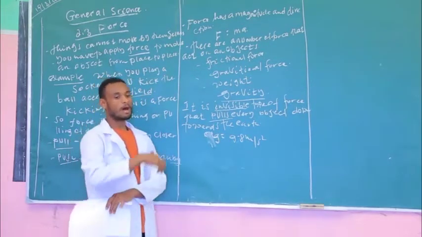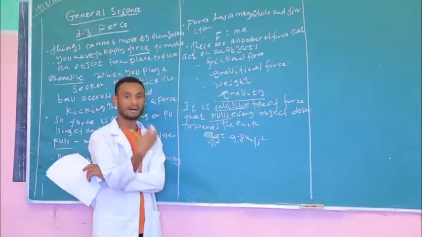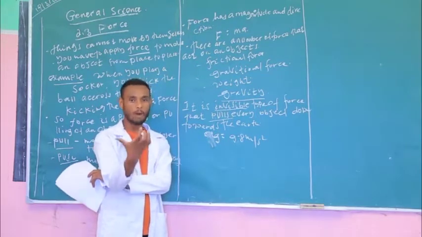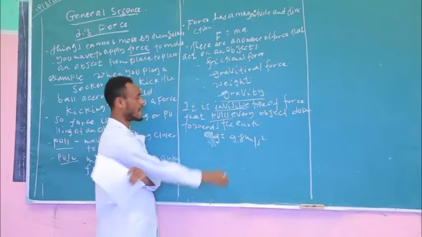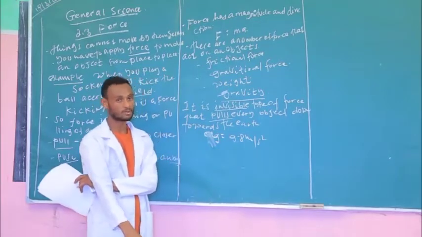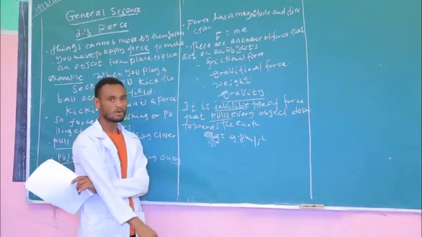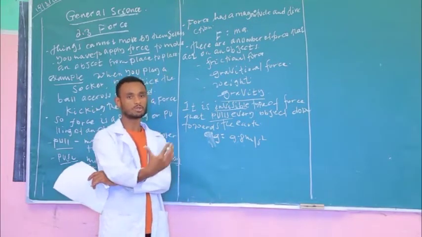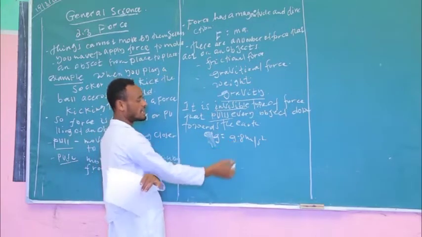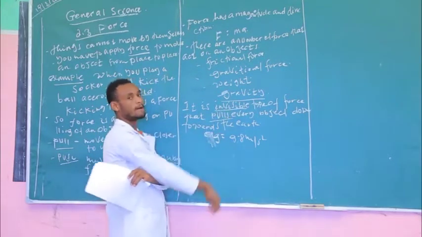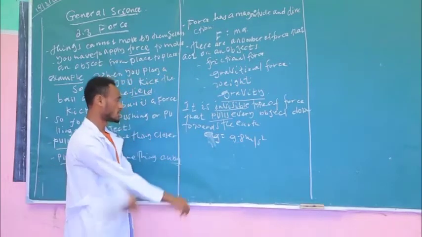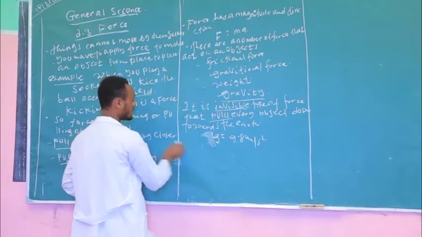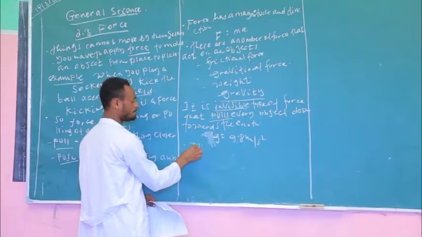That's why our gravity, our Earth, attracts or pulls a given object towards itself by 9.8 meters per second squared. So such type of attraction, or such type of exertion of force by 9.8 meters per second squared, is called gravitational force.